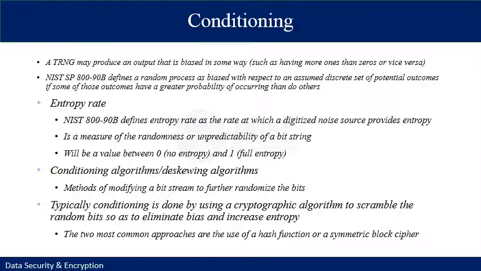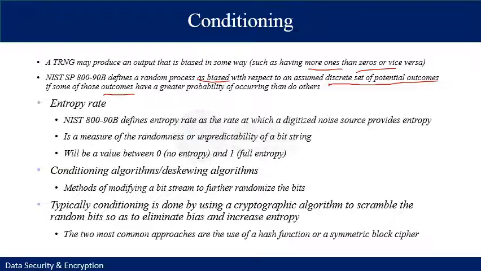A true random number generator may produce an output that is biased in some way, such as having more ones than zeros, or more zeros than ones. So what does the term bias mean in this context? NIST defines a random process as biased with respect to an assumed discrete set of potential outcomes if some of these outcomes have a greater probability of occurring than the others.